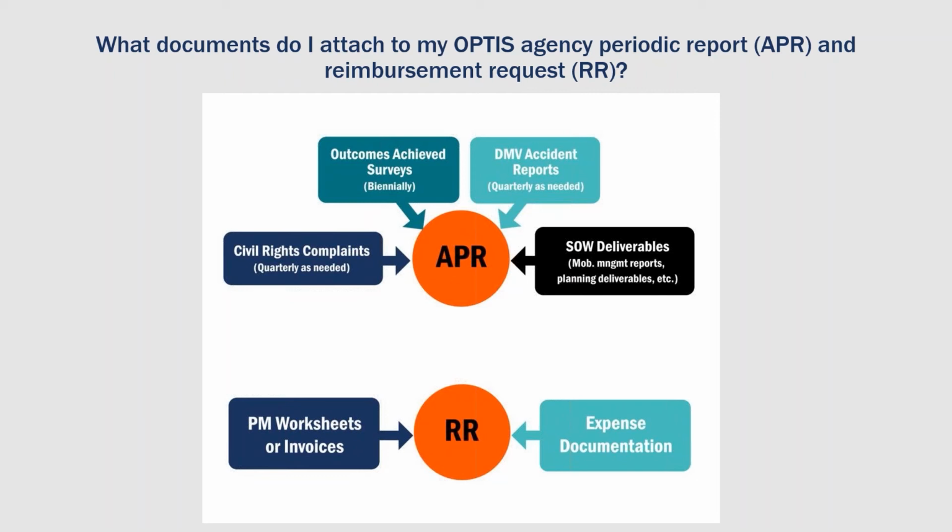So for the APR, you will submit civil rights complaints, outcomes achieved surveys that I just mentioned, DMV accident reports, and then any other documents that were specifically requested through the statements of work for the grant agreement. And so that could, for example, relate to a planning project where the RTC wanted to see steps along in the progress documented to see how that planning process was going. And then for reimbursement requests, the usual things that are requested there, preventative maintenance worksheets and invoices and other expense documentation.